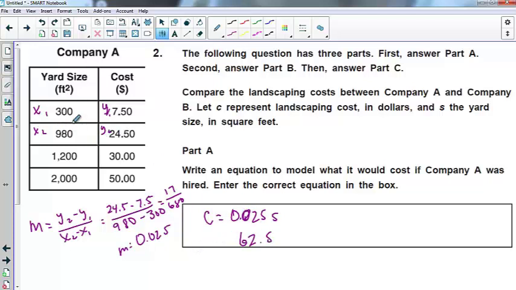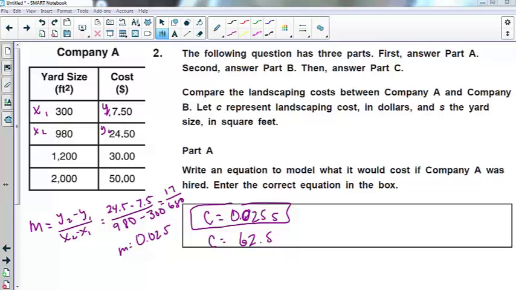We found the slope. That's all we did with this. Looks complicated, sounds complicated. We found the slope. We plugged in 2,500 to find how much it would cost if we went with company A. So write an equation to model what it would cost. This is your equation. You don't even have to do the other part yet. This is all you have to put for this part.